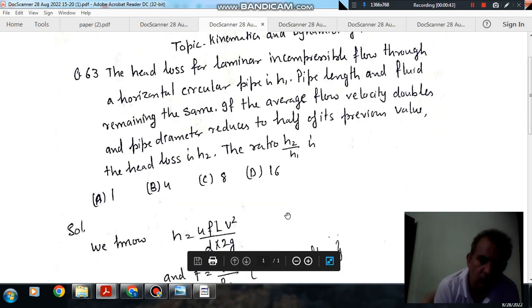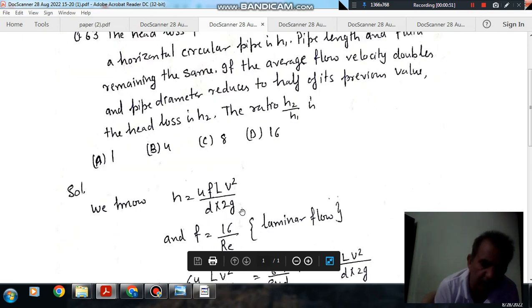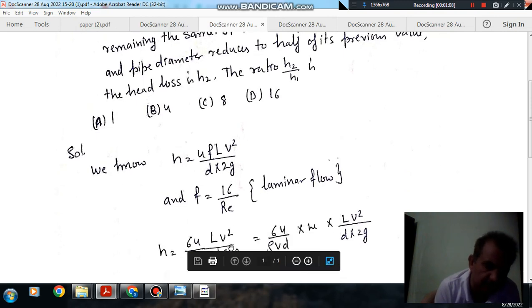So we know that the head loss is given by 4 f L V square by D into 2g. For laminar flow, f, the coefficient of friction, is 16 by Re, and L is length, V is velocity, D is diameter, and g is acceleration due to gravity. Re is your Reynolds number. For laminar flow, it is 16 by Re.